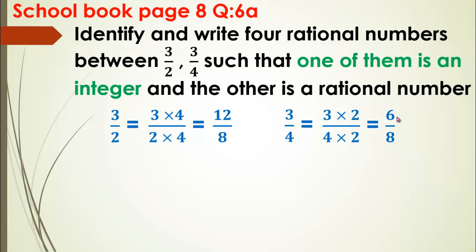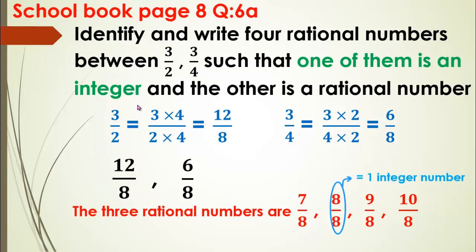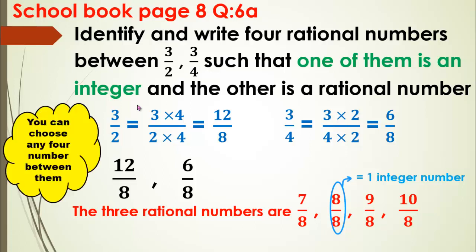So the 4 rational numbers included between those numbers are 7 over 8, 8 over 8, 9 over 8, and 10 over 8. But remember that he wants one of them to be an integer. Which one of them should be an integer? It's 8 over 8 because 8 over 8 is equal to 1 and 1 is an integer number. Remember, you can choose any 4 rational numbers between them, but don't forget that 8 over 8 must be included because he wants one of them to be an integer.